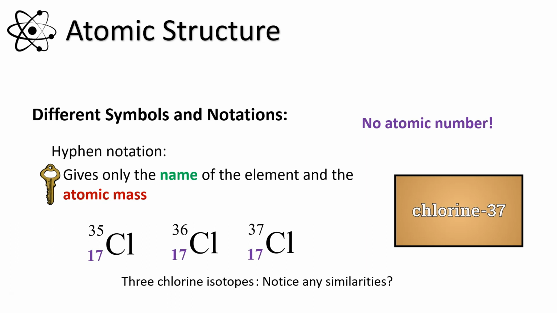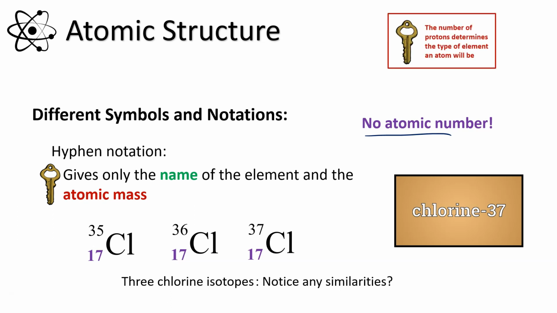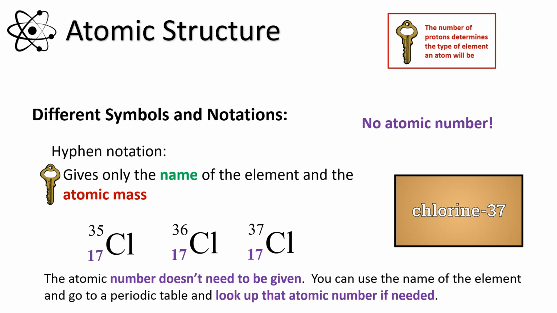Notice any similarities? Of course, as you showed right off the top, that 17 is the same. The atomic number is the same in all of them, right? So hyphen notation says, if chlorine always has the same atomic number, do I really have to put it in this notation style? It says, no, let's leave it out, and let's focus on the only thing that can be different from one chlorine to the next, and that is the mass. So the point is, the atomic number doesn't need to be given. You can use the name of the element and go to a periodic table to look up that 17 if you needed to.